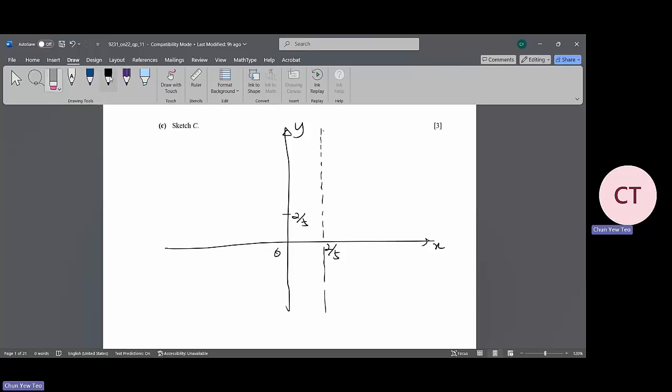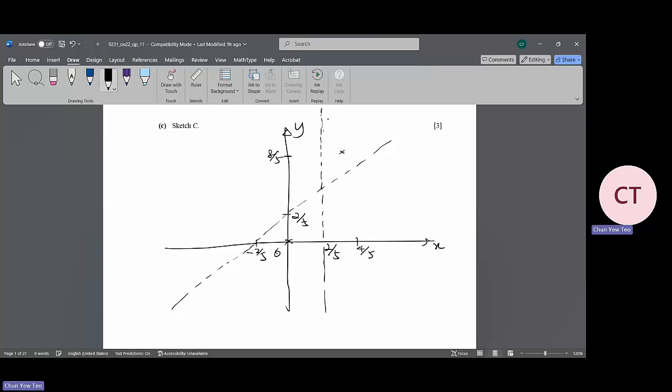Why do we need to have a negative 2 over 5? Because we have an oblique asymptote somewhere here. Okay, this is your oblique asymptote. Then you have 0, 0 as the minimum over here. And when it's 4 over 5, you get 8 over 5 here. This will be your minimum point.